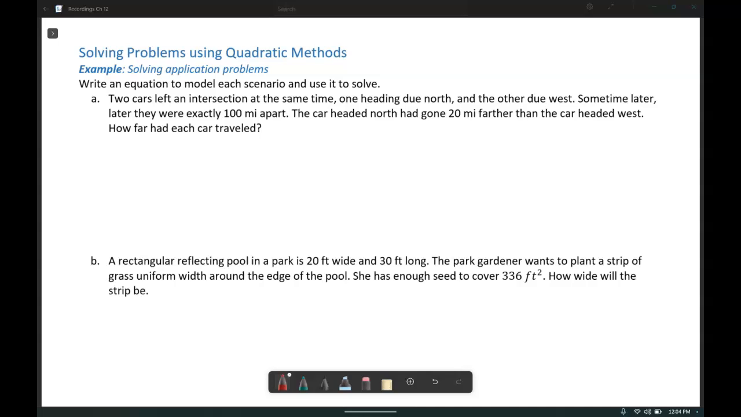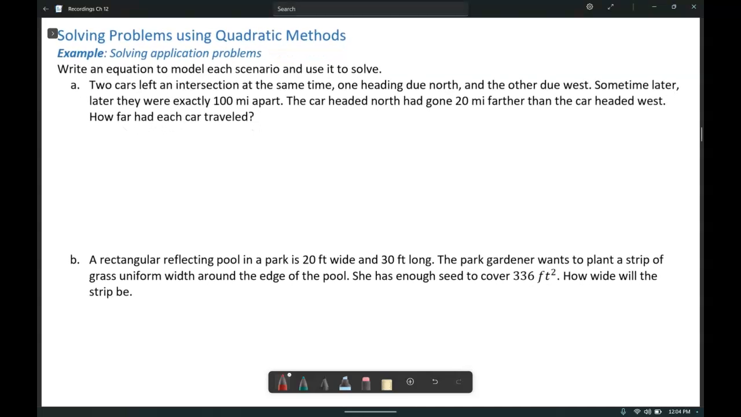We're going to model a few problems and see that we'll have quadratic equations that we can use to solve. Take a moment to read the question. Here what we have are two cars heading in different directions. One car going north, one car going west. Now, after some time, those cars are 100 miles apart.